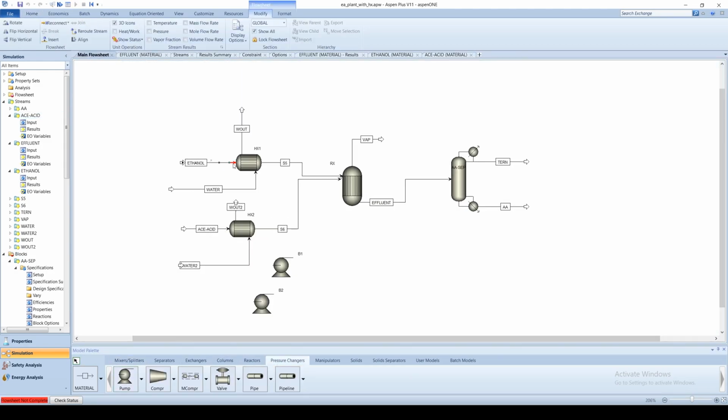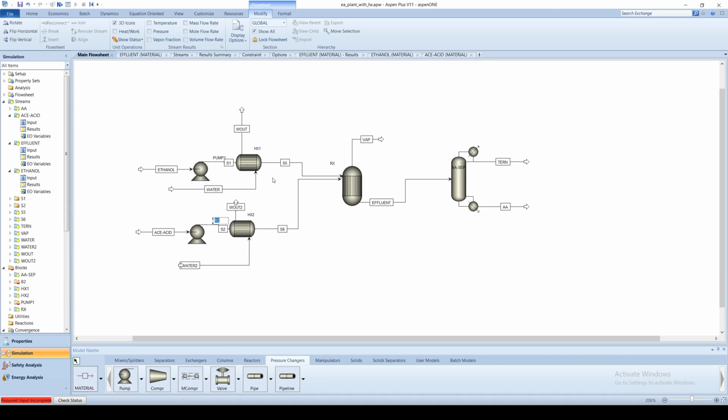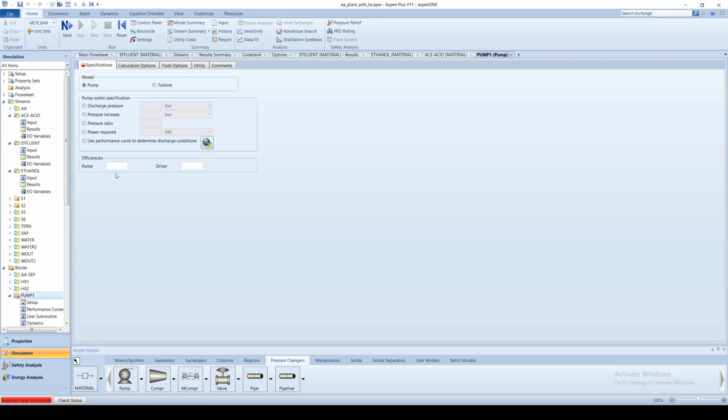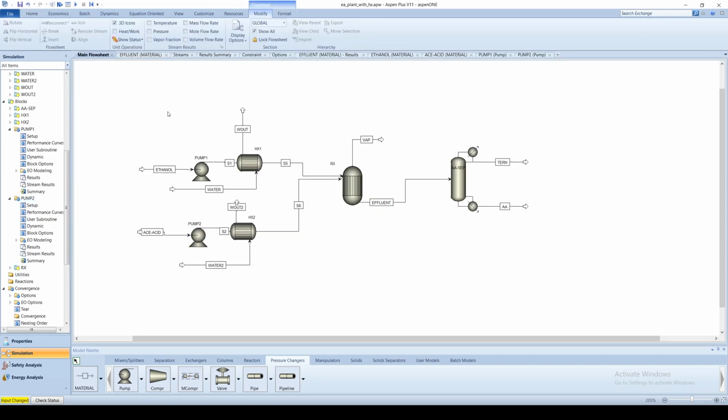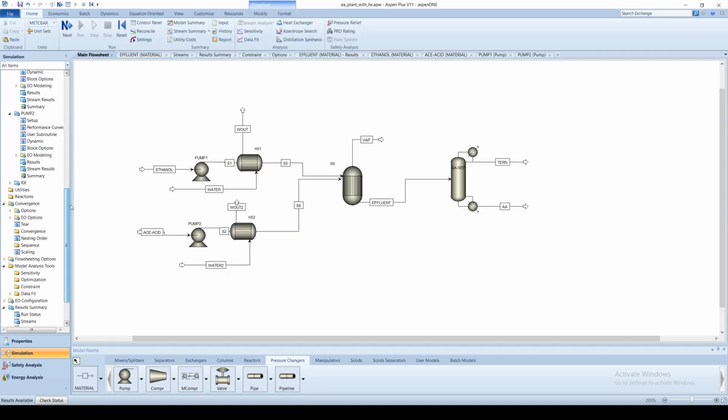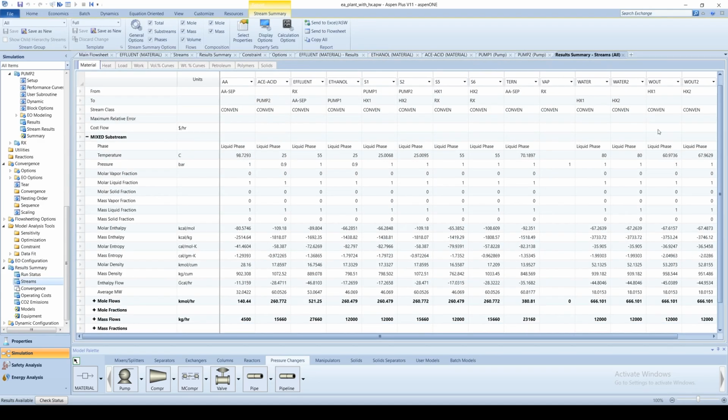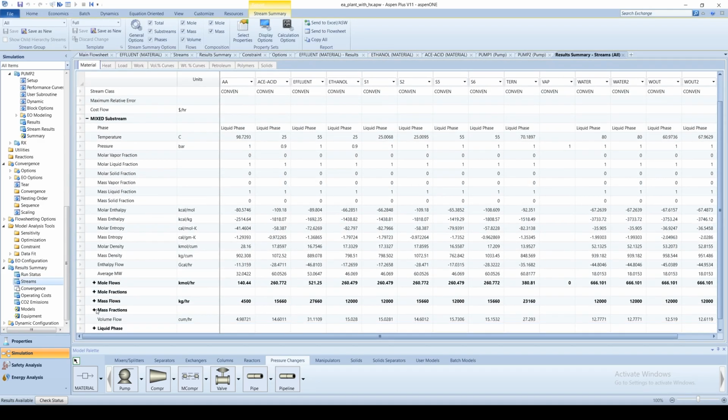We will use pumps to increase the pressure to 1 bar. Place two pumps on the flow sheet and reconnect the feed streams to first enter the pump before the heat exchangers. Specify the discharge pressures as 1 bar. Run the simulation. The results should be identical to those in Chapter 5.3, barring the specifications of the initial feed streams.